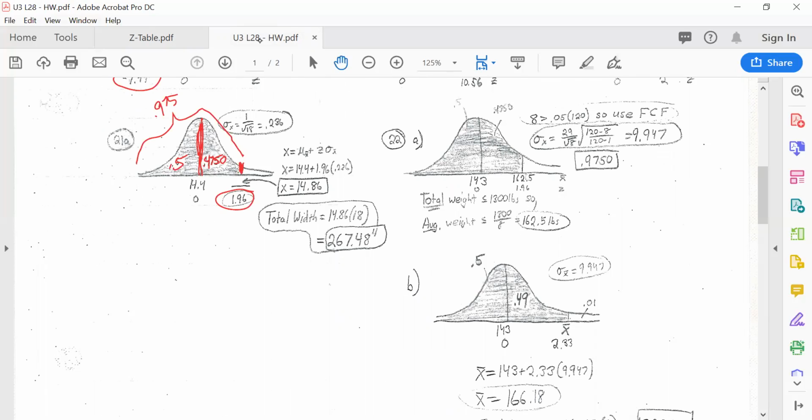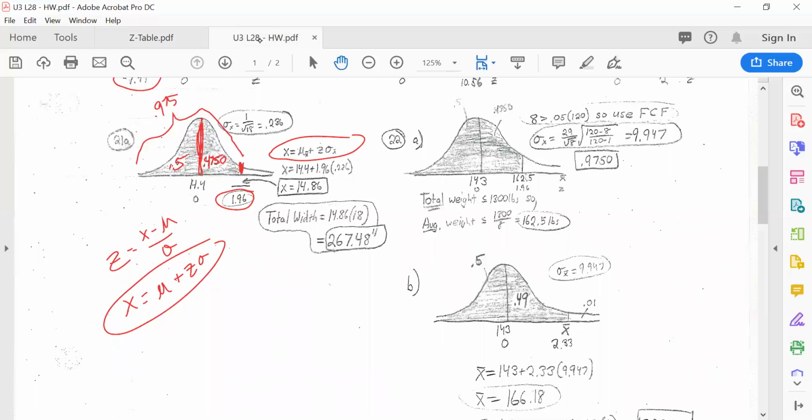Okay, so now this is a finding scores backwards question like we had on test number 2. I take the Z-score formula, x minus mu over sigma, and I solve it for x. X equals mu plus z times sigma. That's what I did right here. And so I did 14.4 plus 1.96 times the 0.236, which is the standard error, 1 divided by root 18.